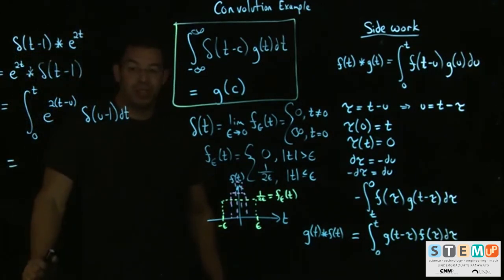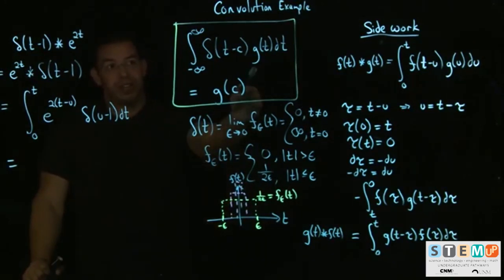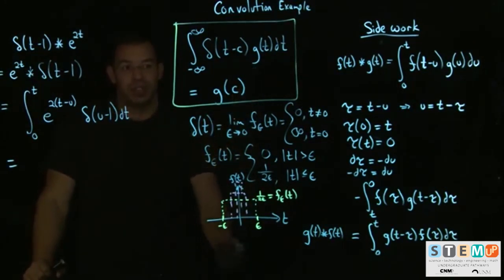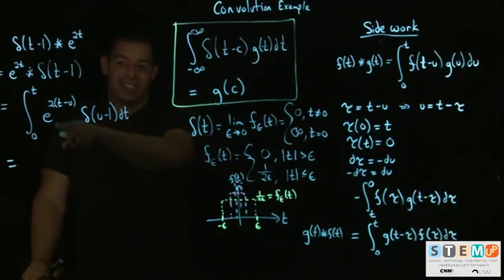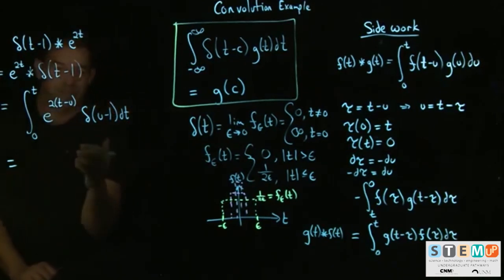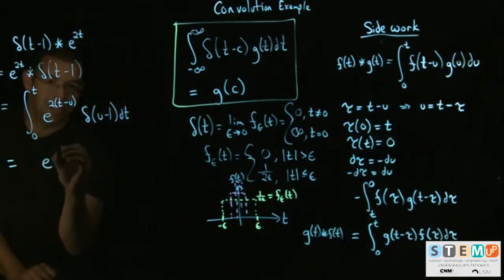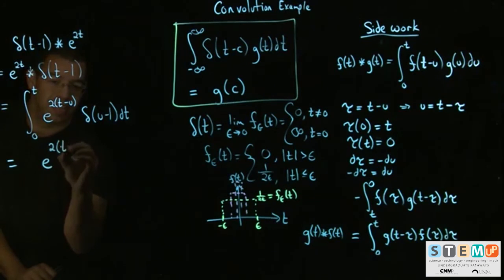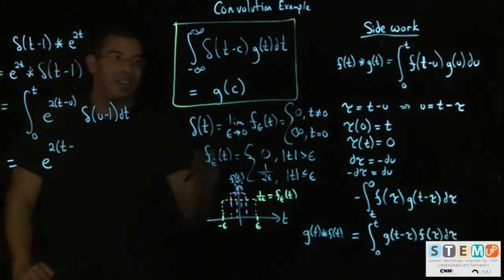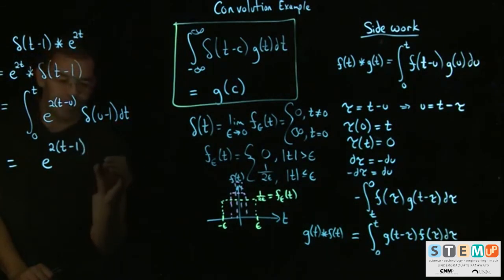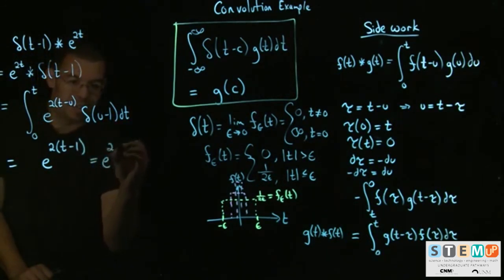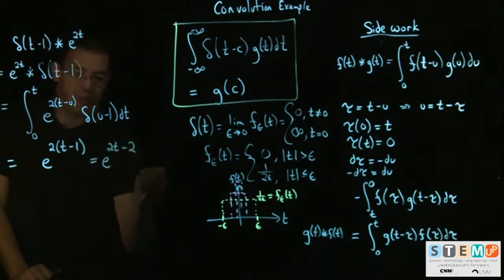We can just use our definition of our Dirac delta function. This is going to be g of c. But in this case, this is our g, right? So this is going to be e to the 2 times t minus c. And c is just 1. And so we'd have e to the 2t minus 2.